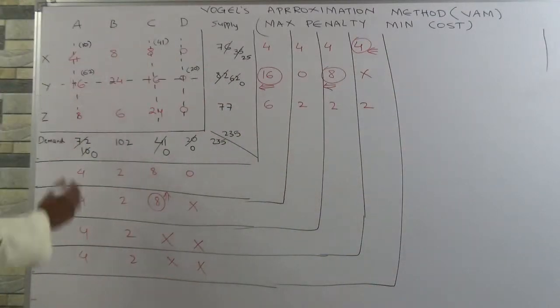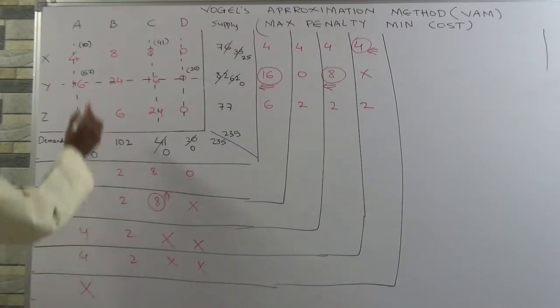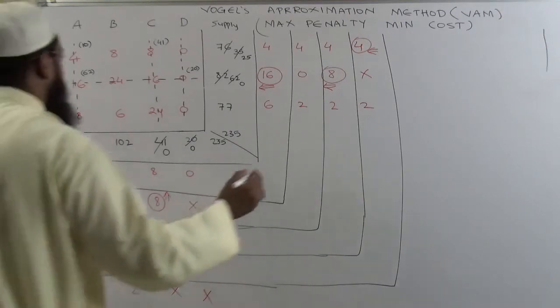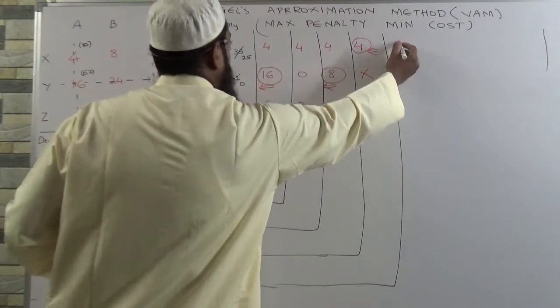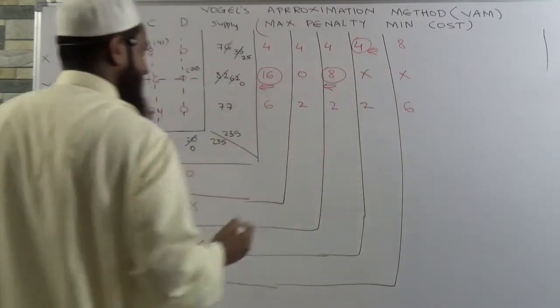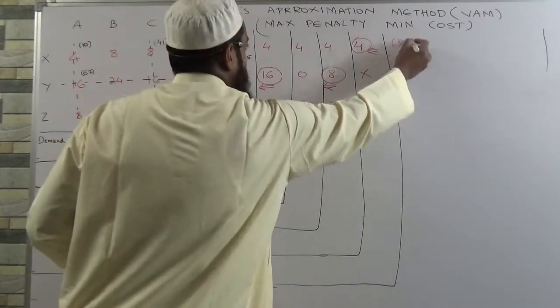Okay. So this is gone. This is gone. What is left over here? 2, out, out. What is left over here? 8, cancel, and 6. Which is the max penalty? 8, 6, and 2. The max penalty is 8.